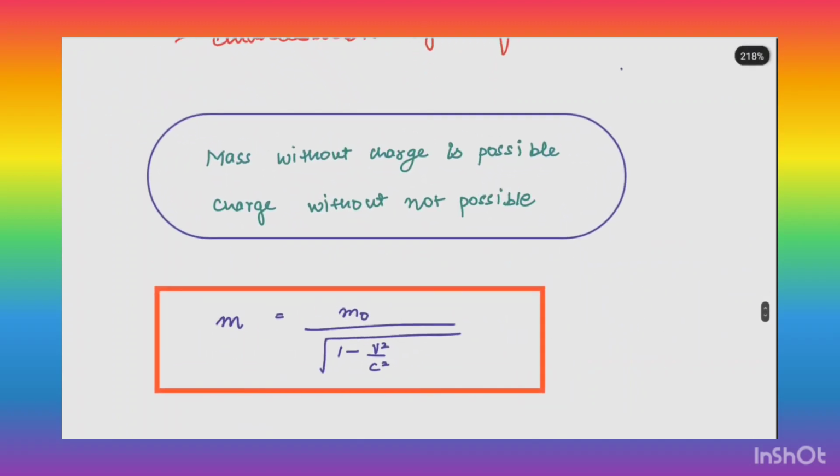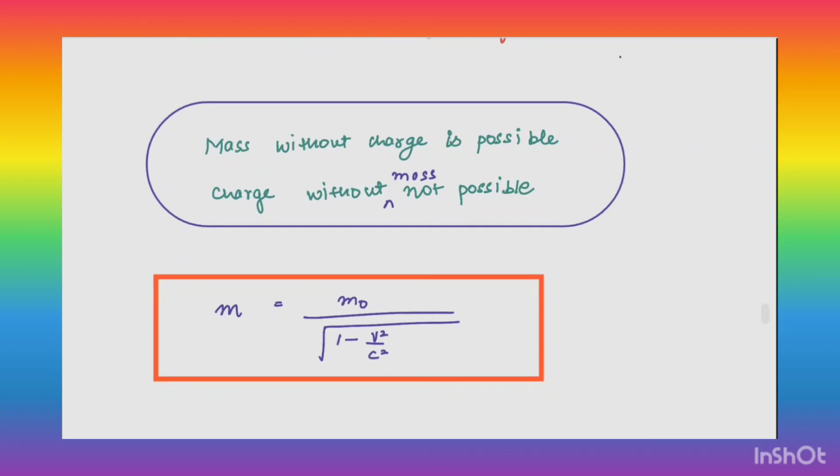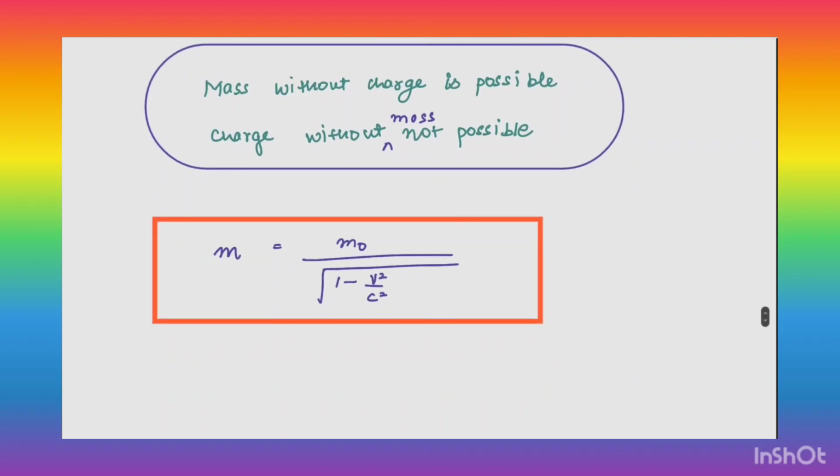Next, mass without charge is possible, but charge without mass is not possible. This means if a body has charge, it definitely has some mass, but a body having mass does not necessarily have charge. A body can be neutral also.